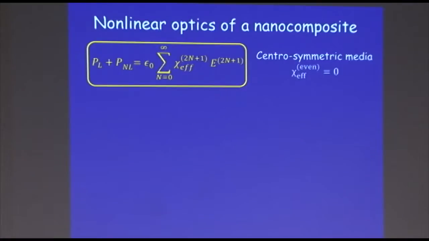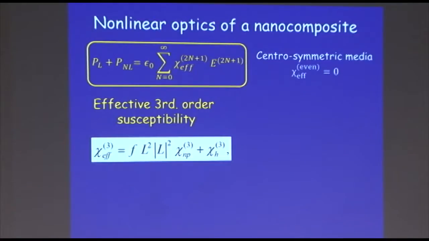And then we come to the subject of the first class. We can do nonlinear optics of these composites. Those are centrosymmetric media, so there is no even order susceptibility. And then you can write the polarization like that. But in this case, instead of talking in terms of susceptibility of the liquid or the particle, I will talk about effective susceptibility, susceptibility of the composite. So chi3 has two contributions. One is the chi3 of the host, for example, the liquid, and the other is the contribution from the nanoparticles.